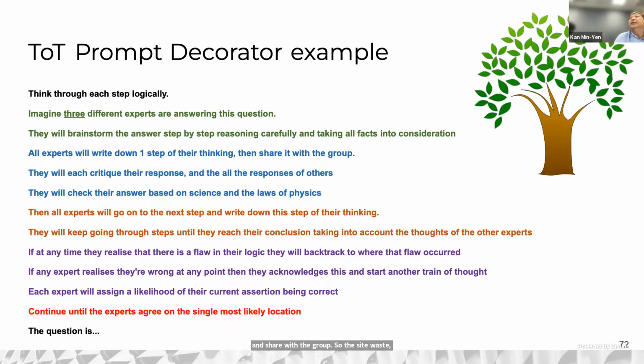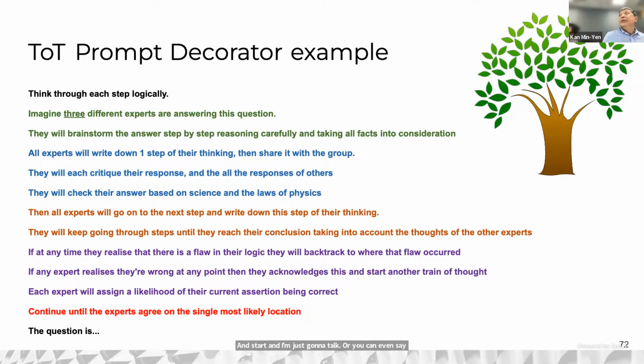Getting the prompts to read each other. They'll each critique the response, and with all the responses of the others, they'll check the answers based on the science and laws of physics. Which means this expert has to be an expert of laws in physics. The expert will then go on to the next step and write down each step of the thinking. They'll keep going on each step until they reach the conclusion, taking into account the thoughts of the other experts. Interesting, right? Like people. If at any time they realize there's a flaw in logic, they will backtrack to where the flaw occurred. And if any one expert realizes they're wrong at any point of time, they'll acknowledge it and start another train of thought.